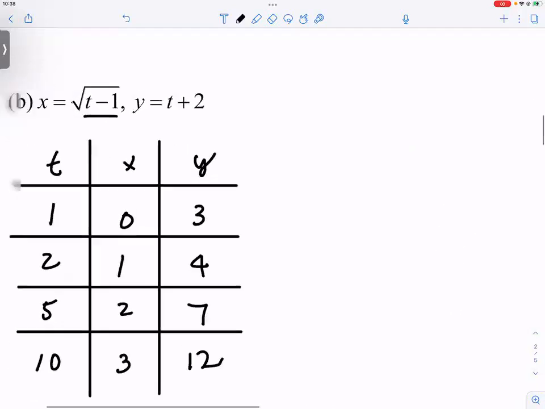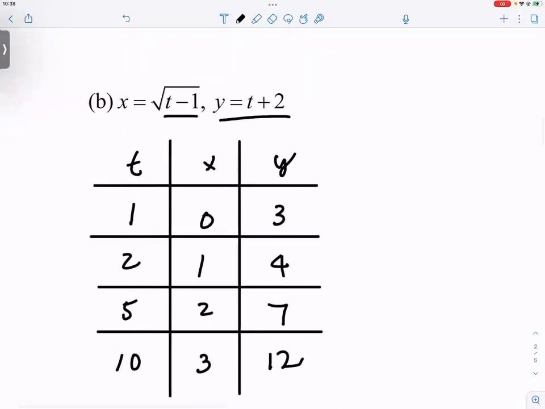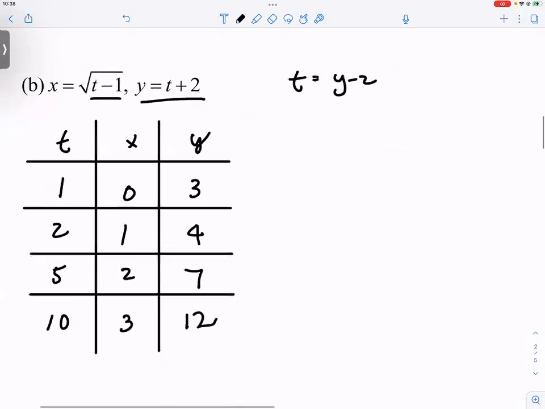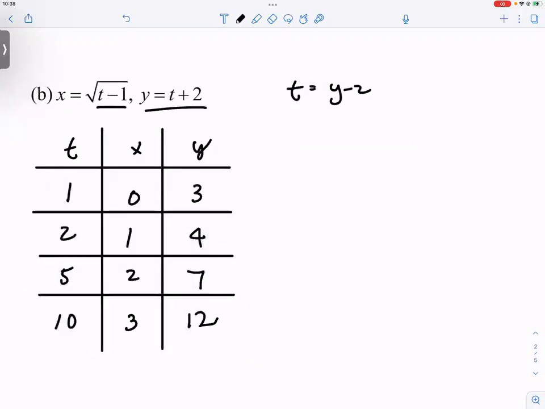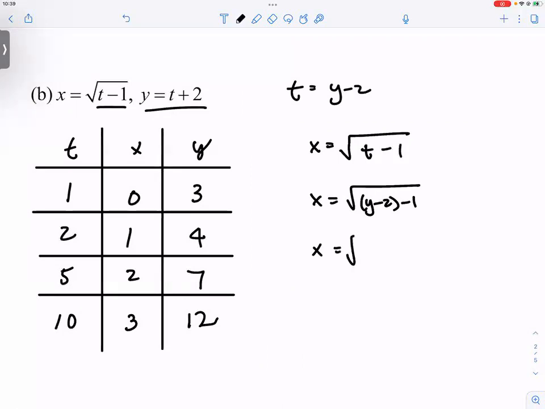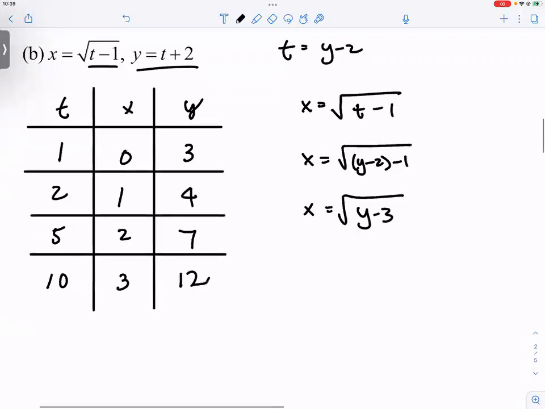So for this one, we'll say, hey, this equation is kind of easy to work with. I can get t by itself fairly easily. t is equal to y minus 2. So now we can substitute this t, or y minus 2, into t in the x equation. So this is x equals square root of t minus 1. So substitute in. So you have y minus 3 right here, underneath the square root.